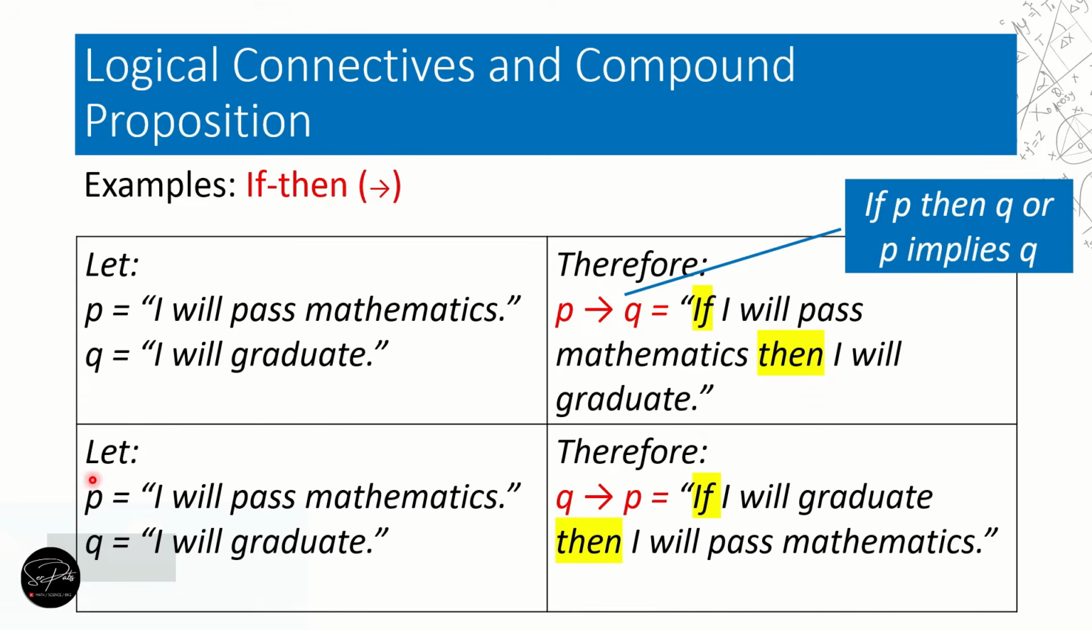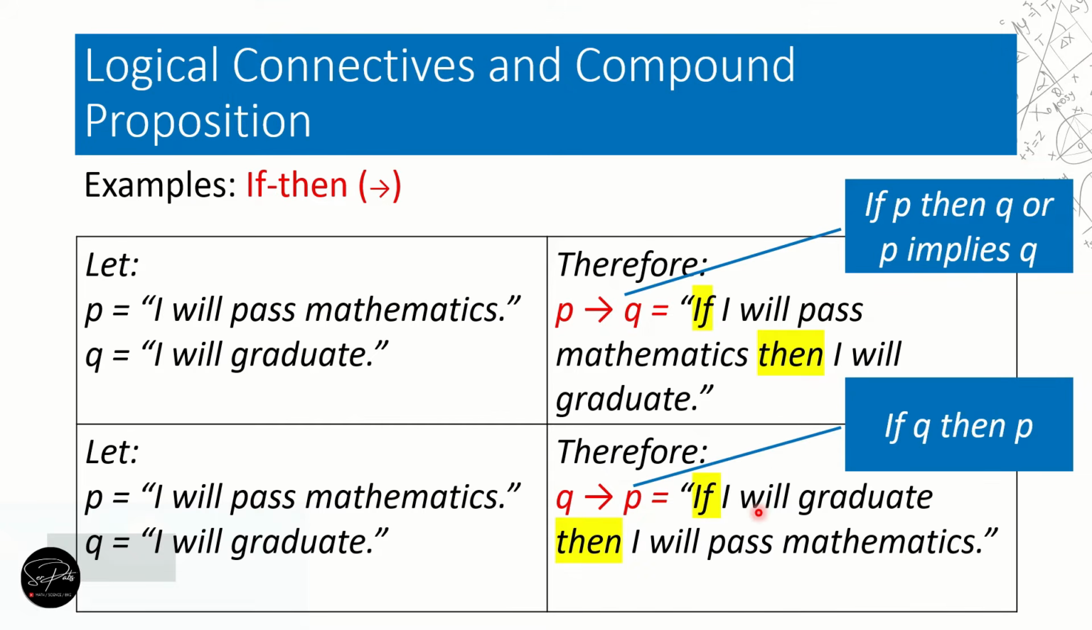Second example, you have the same statement, same proposition here. I will pass mathematics for P, I will graduate for Q. Then our given here is if Q, then P. So we reversed it. That will be if Q, then P. So our Q statement comes first. That will be: if I will graduate, then I will pass mathematics.